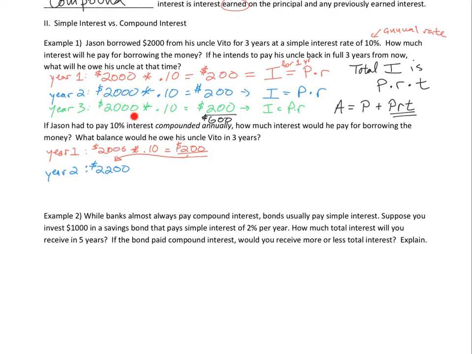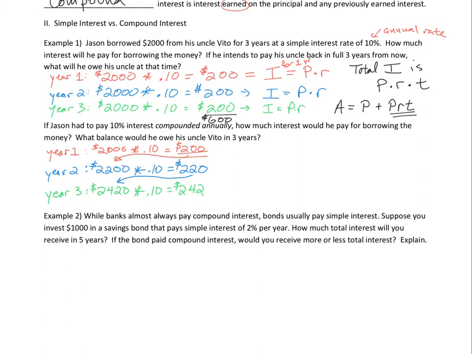all 3 years. So when you multiply $2,200 times 0.10, well now, instead of the $200 we had in year 2 back here for simple interest, now Jason owes $220 for that second year. And what happens? Same thing. This gets added to the $2,200, and now after year 3, Jason would now owe an additional $242.